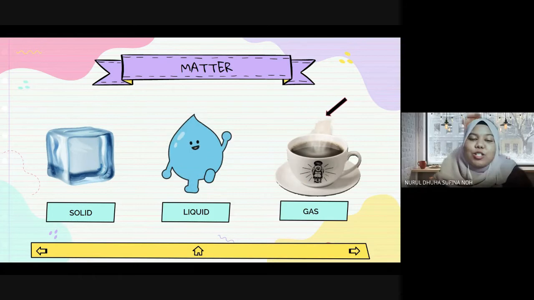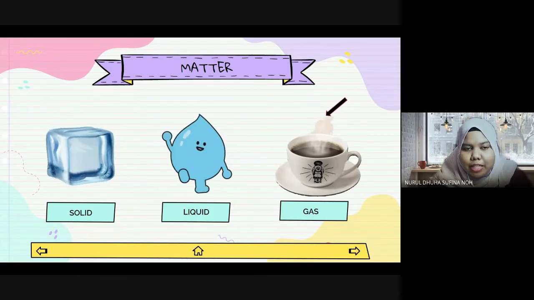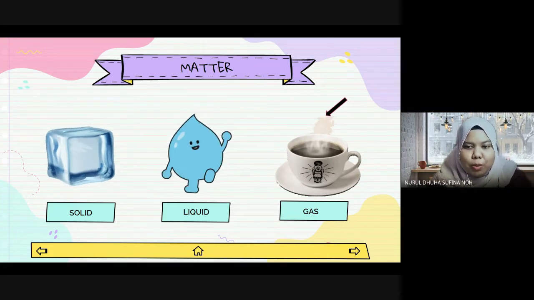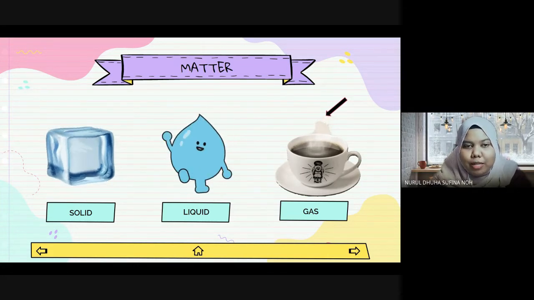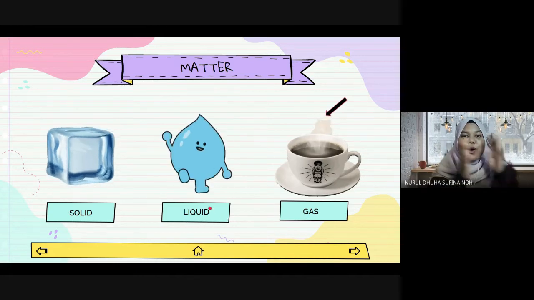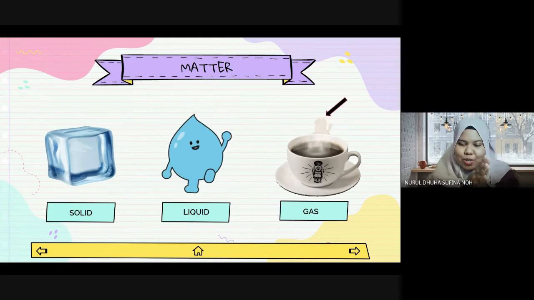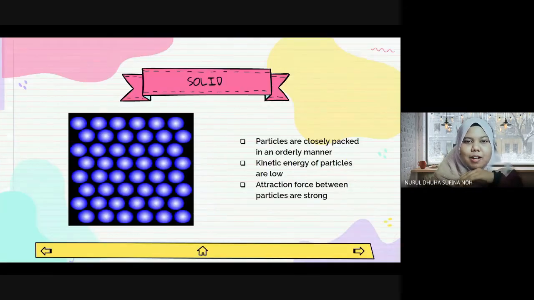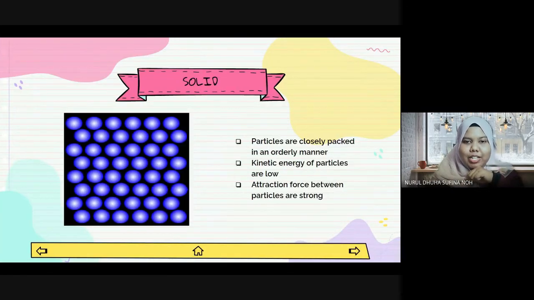So, as we cannot see the particles, I will provide you one way to make it easier to imagine the arrangement of particles in solid, liquid, and gas by using your fingers. So let's do this together. Okay. First, for solid, the arrangement of particles is like this. Okay, so let's do this together.